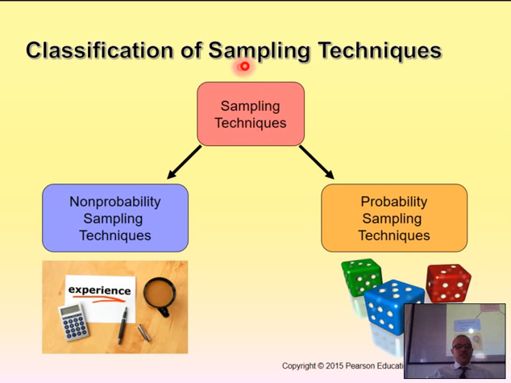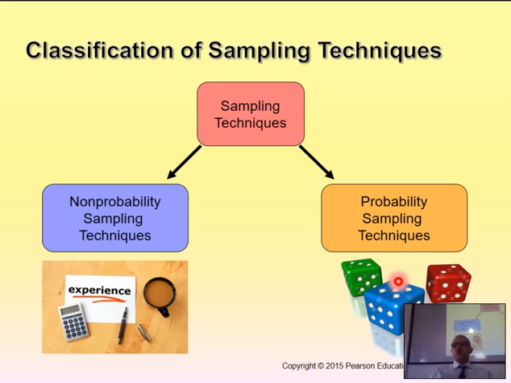Now, classification of sampling techniques. If we look at sampling techniques, we've got non-probability sampling and probability sampling. Do you guys know what we mean by probability? Do you guys remember these? Yes. These are the dice. Now, of course, dice is like a representative of pure chance.